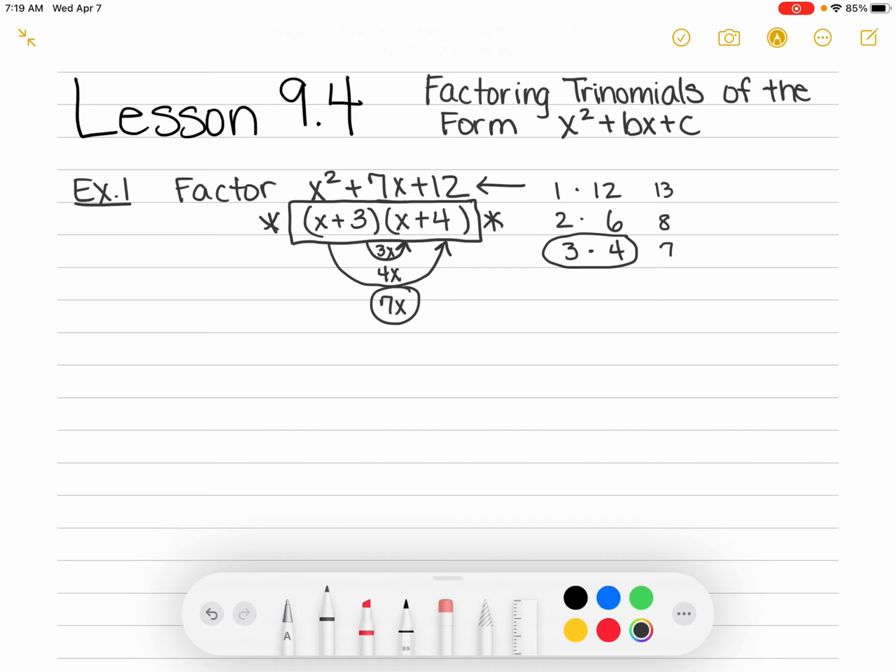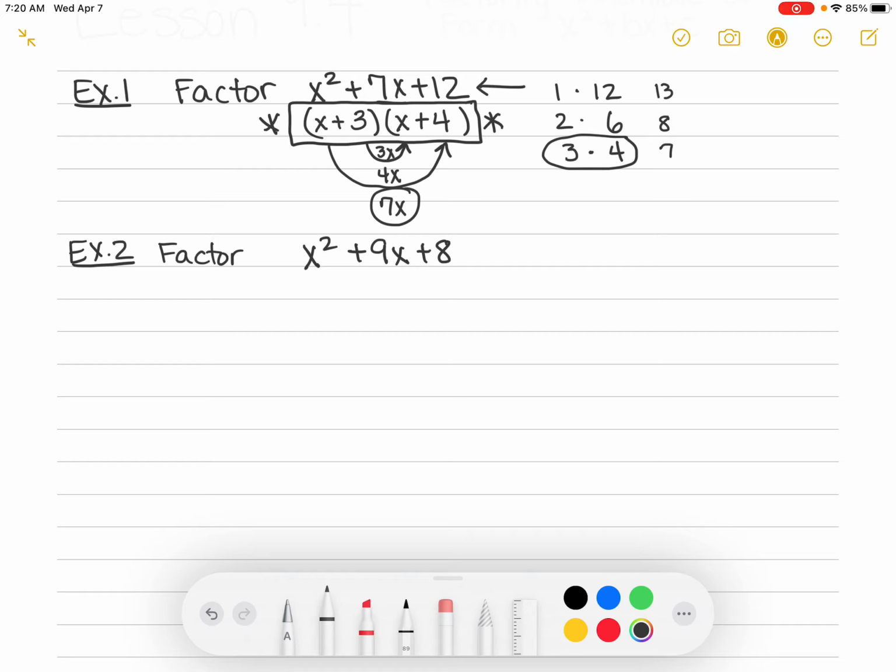Okay, I know I've only done one, but I'm going to go ahead and let you try example 2 on your own because it's another easy one. Factor x squared plus 9x plus 8. Everybody go ahead and hit pause. I'm going to leave that example up there, and see if you can factor this one and then come back.